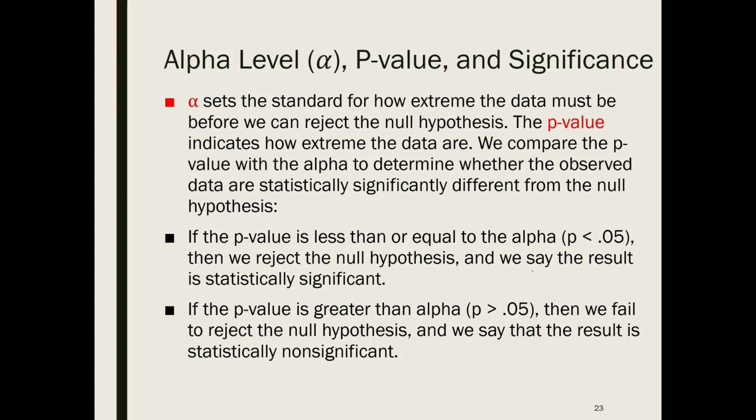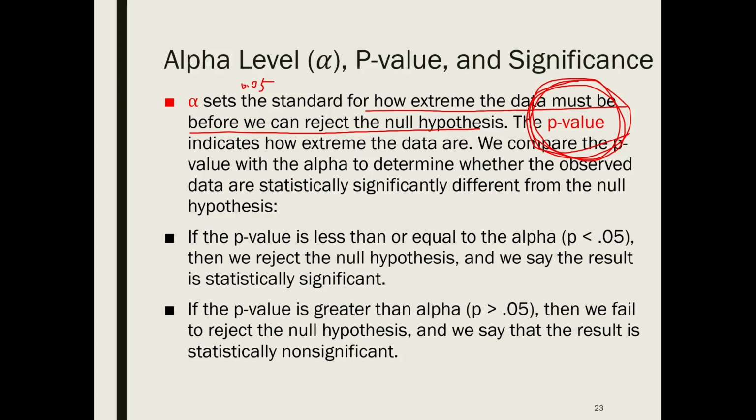So the alpha level is usually set at 0.05, or 0.01. It shows the standard for how extreme the data must be before we can reject the null hypothesis. Now in practice I introduce you to the p-value. People are always talking about the p-value. It's one of the things we use most in practice. The p-value indicates how extreme the data are.